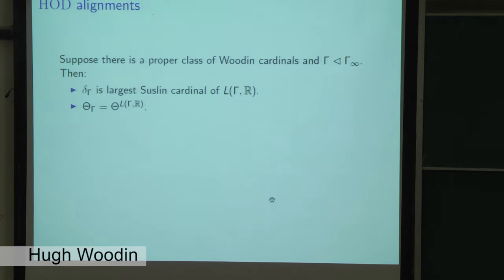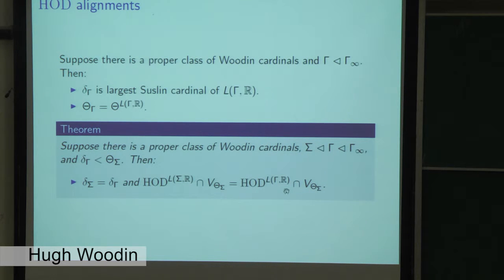All right, so I want to just state a lemma that's quite useful. I have to set up some notation. I'm always going to be looking at point classes within the universally bare sets that satisfy the properties that I stated. Delta gamma will be the largest Suslin cardinal of L(gamma, R). Theta gamma will be the theta.